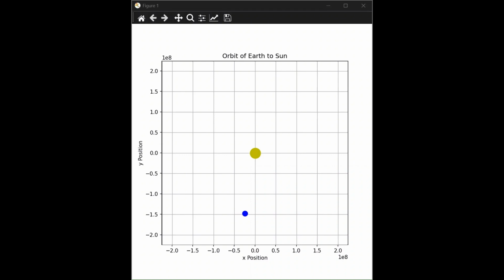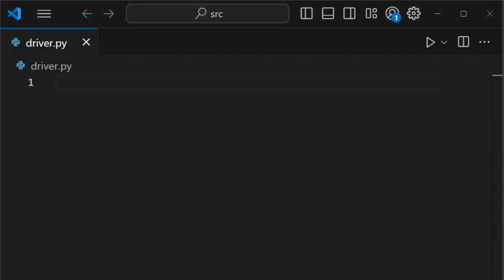In later videos, for those who have subscribed, we shall also try to run a three-body simulation and see how small changes in parameters can have distinct results, and also try placing some other planets in our solar system. But for this video, let's get started with the code.